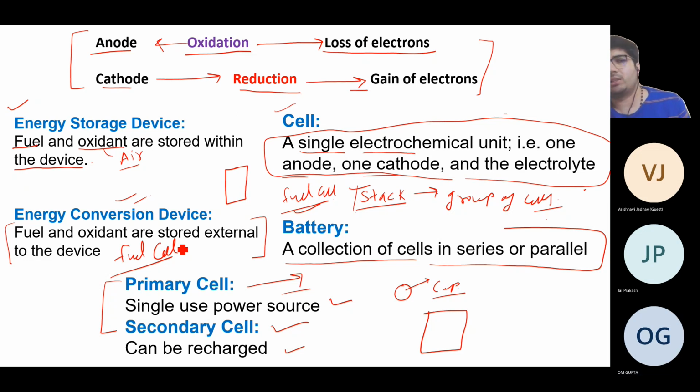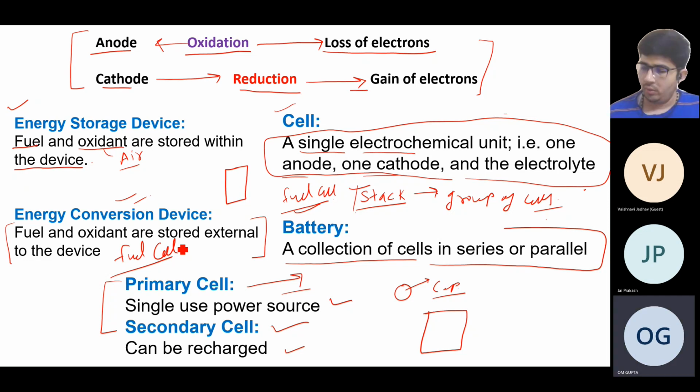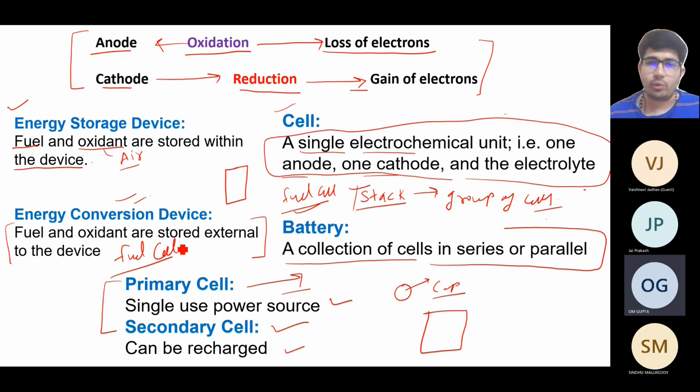But that is not the case with the fuel cell. With a constant supply of fuel and oxidant, you can get a constant amount of electricity, a constant voltage, constant current. So that is the beauty of the fuel cell. In future, efficiency wise, which one is better?